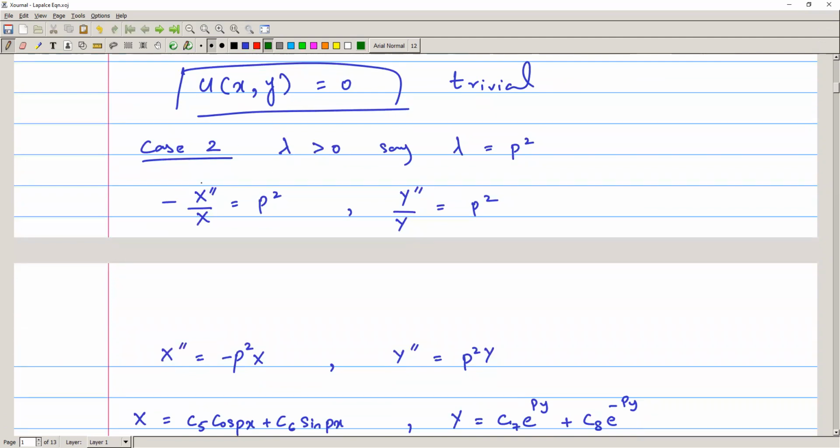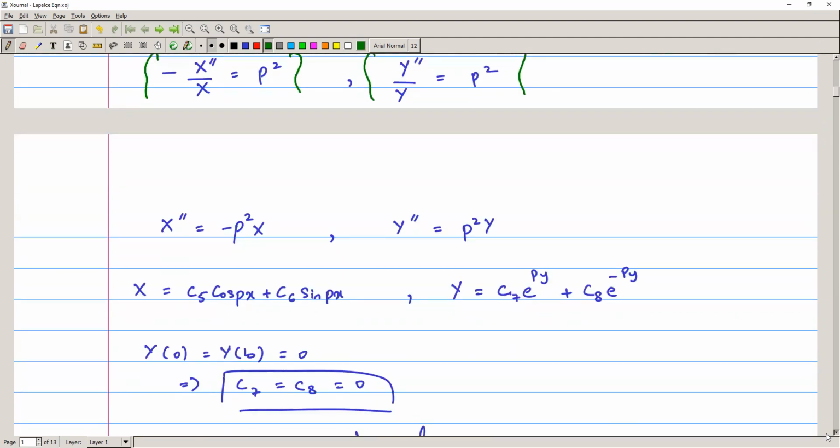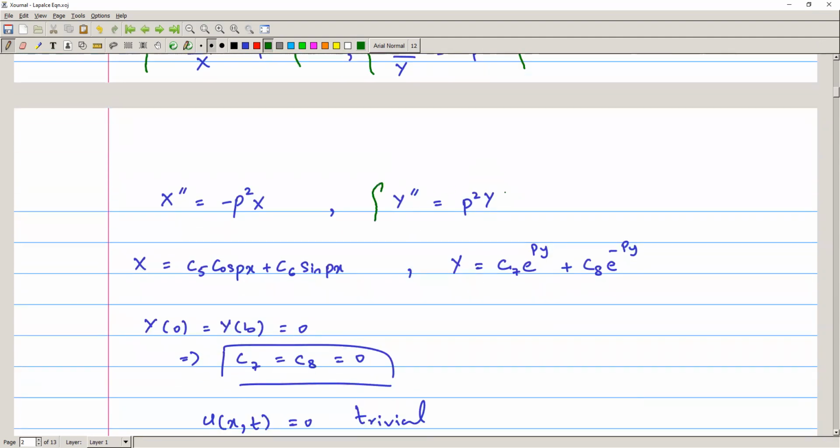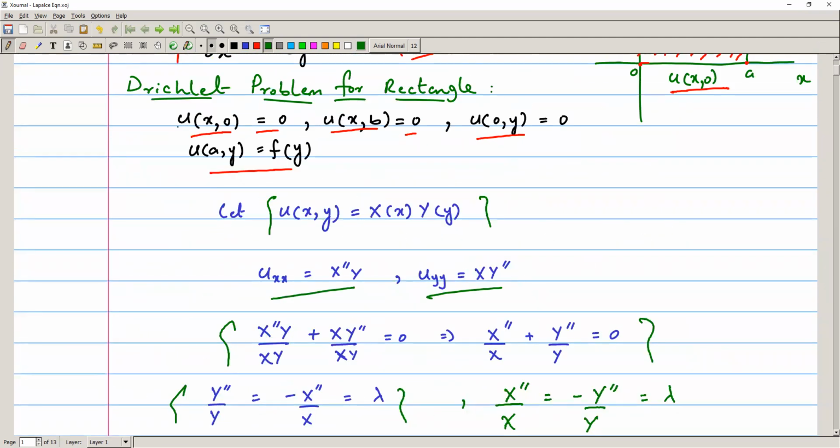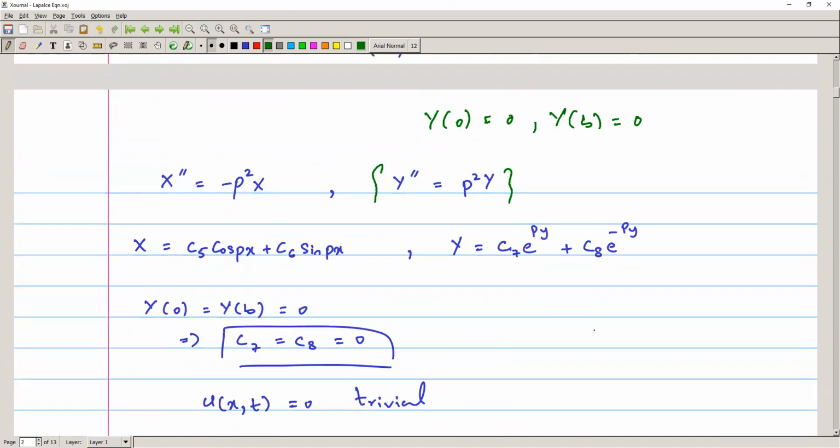Now we will check for case 2 again. We have the equations. Now we are using the boundary conditions for Y because we are given that Y of 0 is equals to 0 and Y of b is equals to 0, right? So it's suitable to solve for Y. Here we can see that this is Y of 0 here, this one, right, and Y of b, both are 0, so we can use these conditions effectively, right?